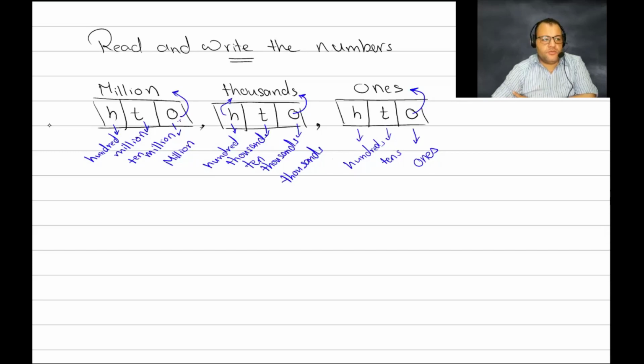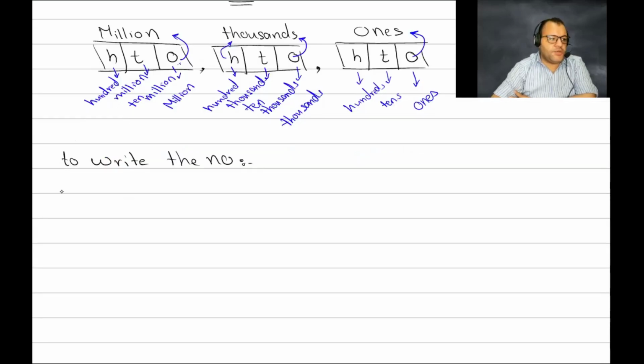How to write the number? We have 3 forms to write the number. The first one is called standard form. What is the standard form? The standard form is the form where we use digits to write the number. For example, I can write 523. If I write the number using digits, this form is called standard form.